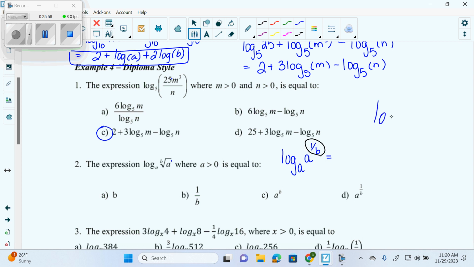So if I had log base 2 of 2 to the 5, I would say 2 to what power gets me 2 to the 5? You'd say 5. Right? Using the rule we learned today, we could also drop that 5 in front. And we could say 5 times log base 2 of 2. What's log base 2 of 2? 1. So I could do that here too. I could drop that exponent in front. I could say 1 over b times log base a of a. And what's log base a of a? 1. So that's 1 over b.